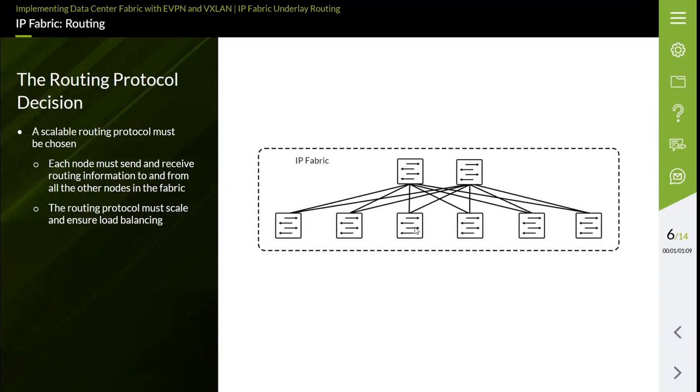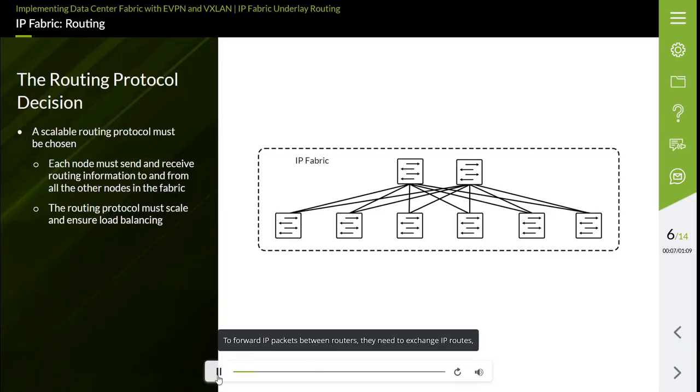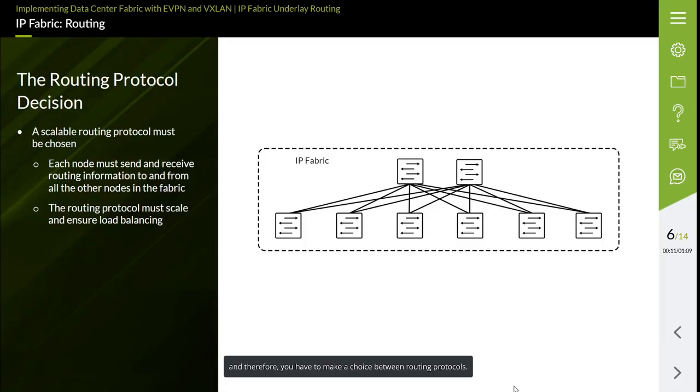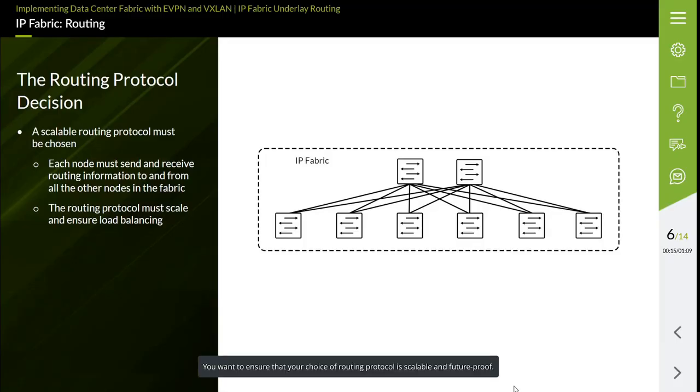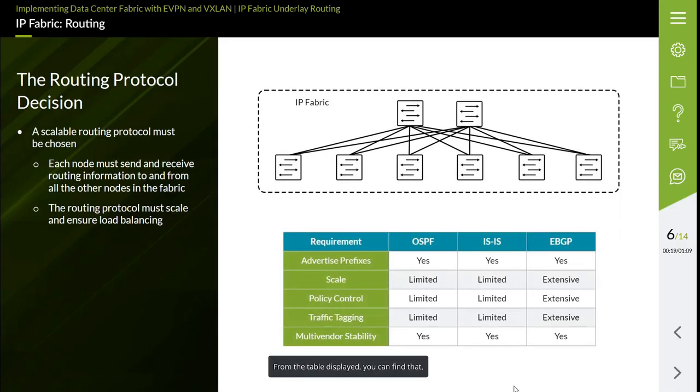Your IP fabric forwards IP data only. Each node is basically an IP router. To forward IP packets between routers, they need to exchange IP routes, and therefore you have to make a choice between routing protocols. You want to ensure that your choice of routing protocol is scalable and future-proof. From the table displayed, you can find that eBGP is the natural choice for a routing protocol and is implemented when using Juniper Apstra software.